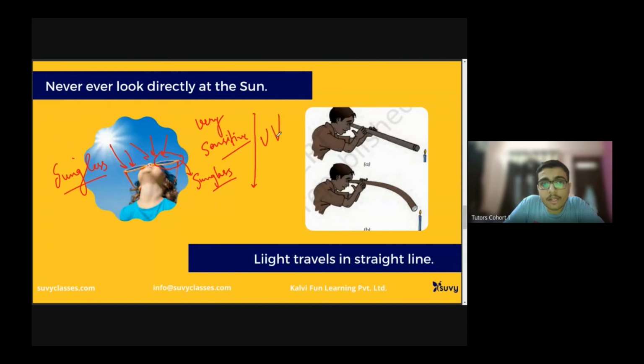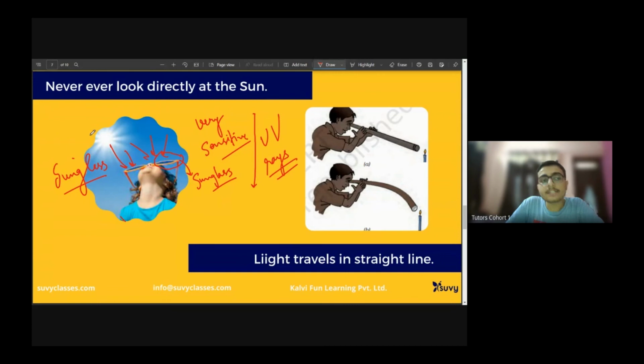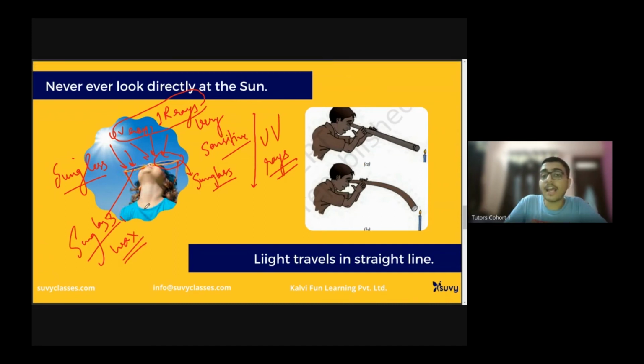Because of ultraviolet rays from the sun, or UV rays as we call them. The rays coming from the sun are a mixture of various rays such as UV rays and infrared rays. These are not safe for our eyes. Hence it is preferred to have a medium, like a sunglass, that is also coated, so that it does not damage your eyes. This is very important because eyes are highly sensitive. The retina inside is very sensitive.